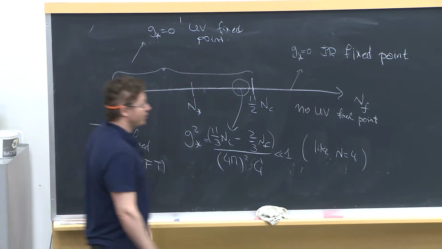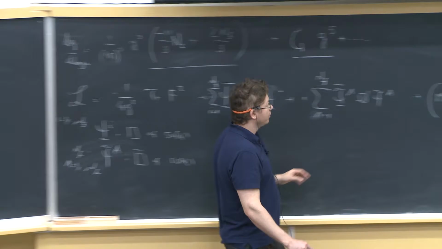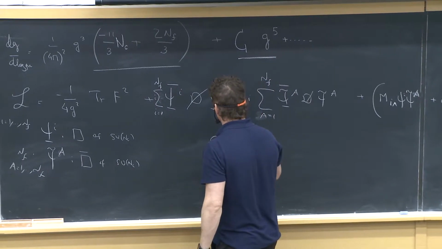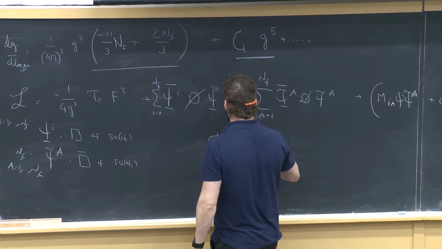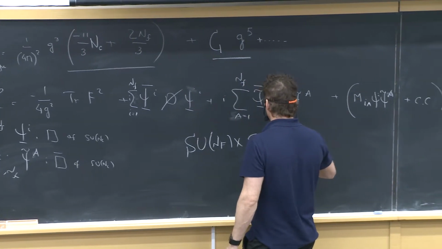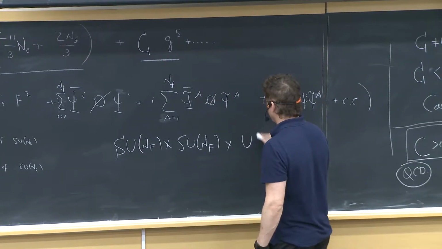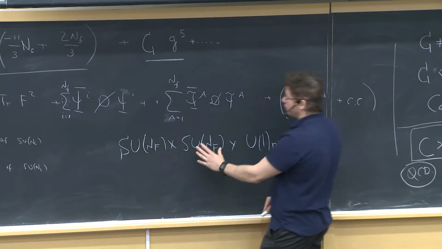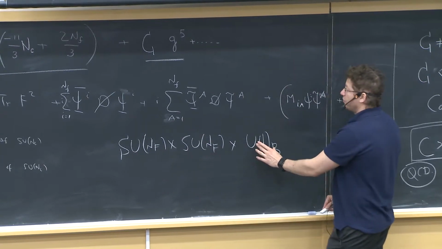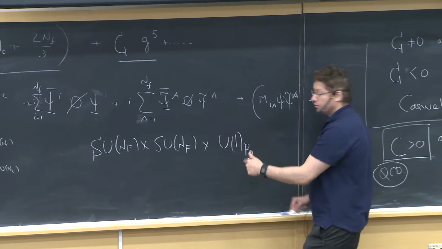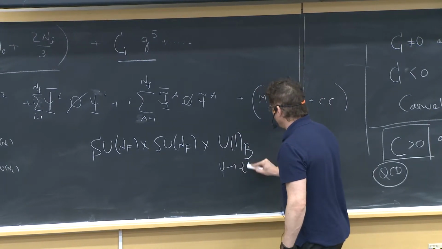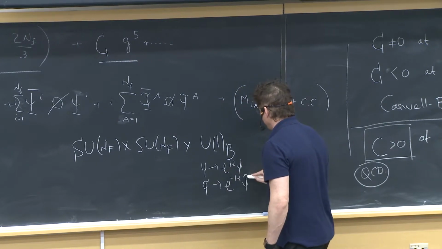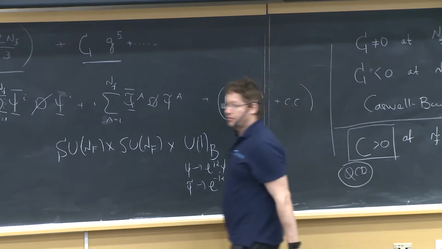I'll just mention the symmetries now. Since we're talking about the massless theory, the symmetries involve rotations of psi's and rotations of psi twiddles. So the symmetry is just SU(NF) times SU(NF) times U(1) baryon. So this is the symmetry of this fixed point. This rotates the psi's, this rotates the psi twiddles, and this just gives a phase to psi and psi twiddle, which is opposite. So psi goes to e to the i alpha psi, and psi twiddle goes to e to the minus i alpha psi twiddle. So these are all the symmetries of the fixed point.